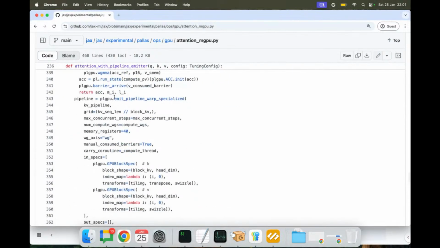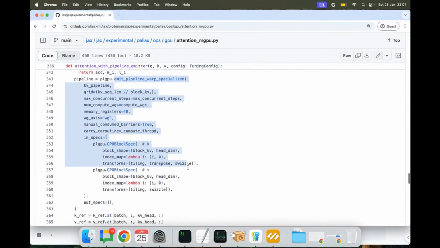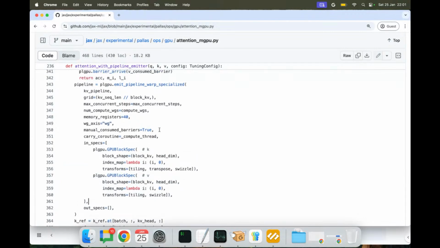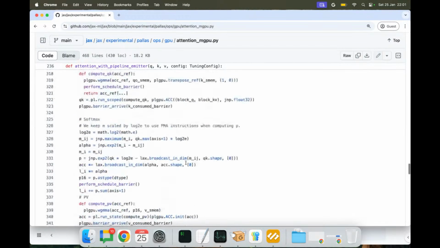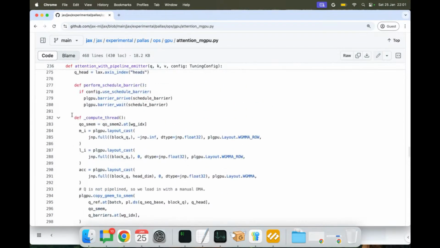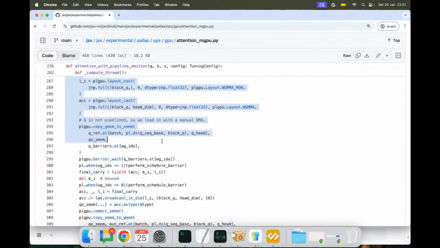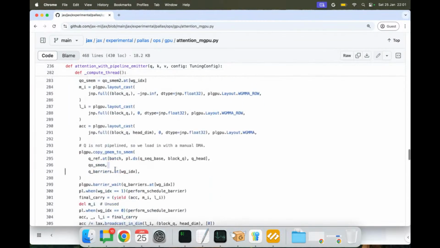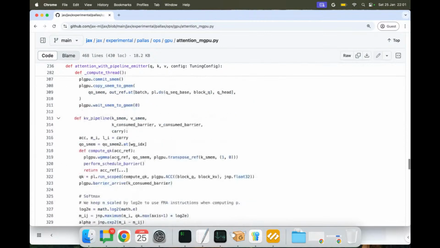where is it? Yeah, here. Emit pipeline warp specialized. Again, you specify the axis pattern using those block specs. So you say, we'll be taking slices along our K tensor and along our V tensor. The code for the warp group that does the transfers is generated automatically, based on those. And then the compute thread function just gets the operands.